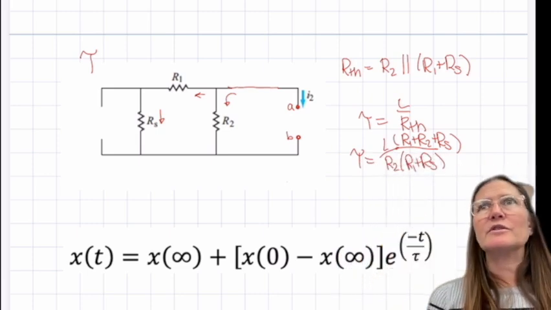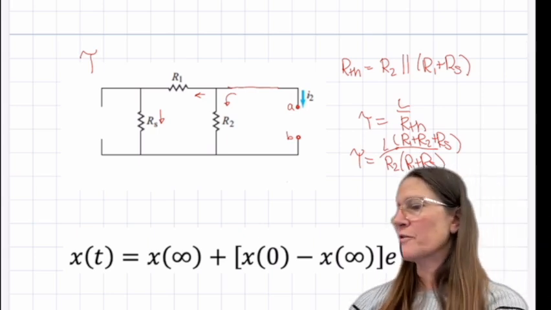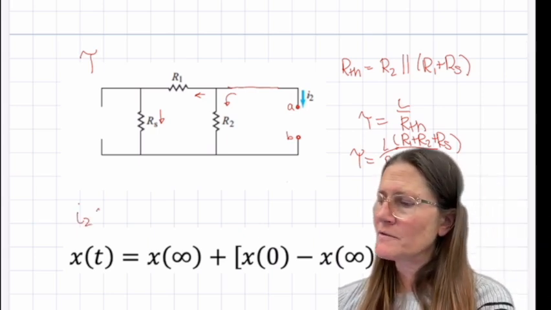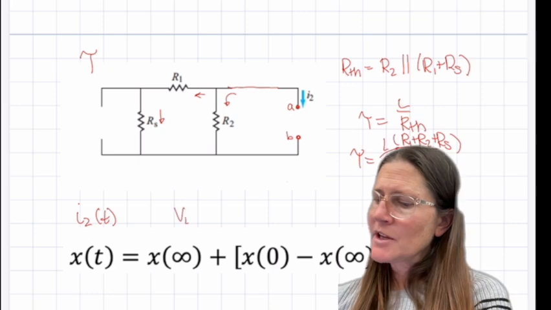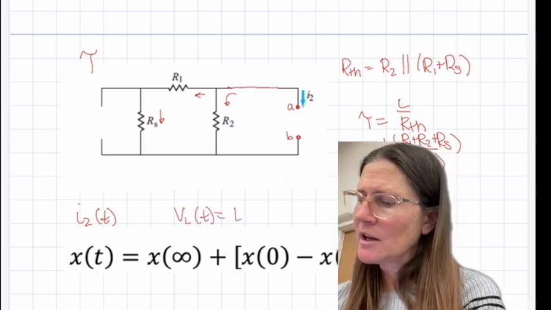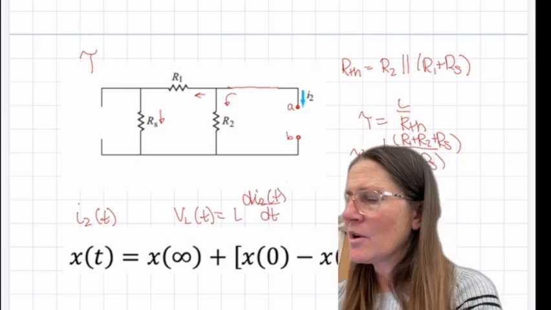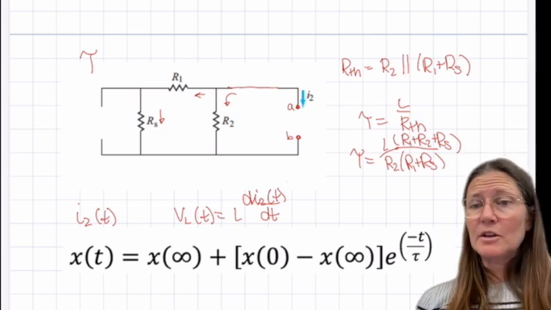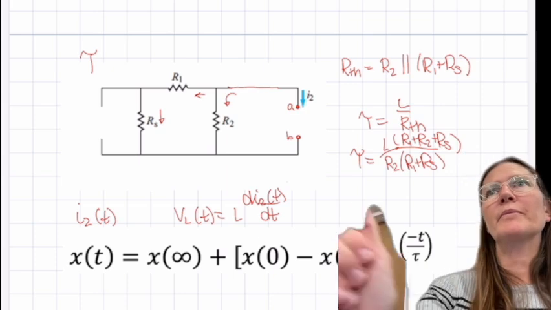Questions? So from here, once you find I2 of t, which is IL, you can find VL of t by taking L and the derivative of that. Or you can find the initial value and final value as you go through.